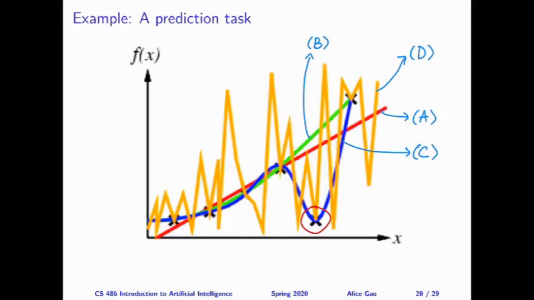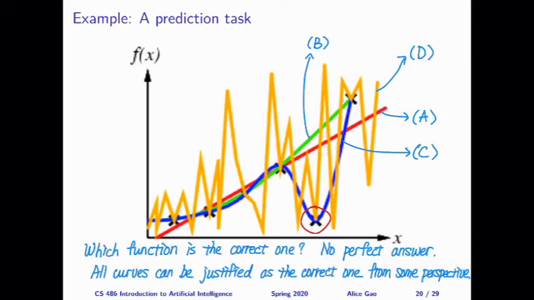So, after thinking about this question, the main message I want to get through is that there is no perfect answer to this question. All of the curves that you have seen, and maybe many other curves, can be justified as the correct one from some perspective, if we are willing to make some assumptions. This example highlights the importance of making some assumption when learning. There's a famous no free lunch theorem in machine learning, which says that in order to learn something useful, we have to make some assumptions. We have to have an inductive bias.